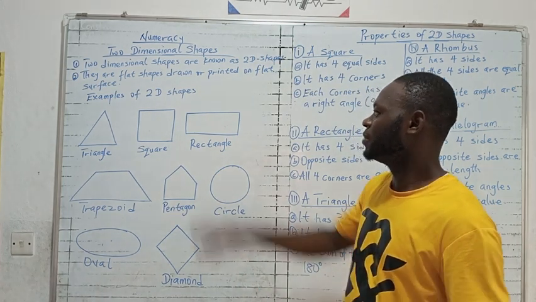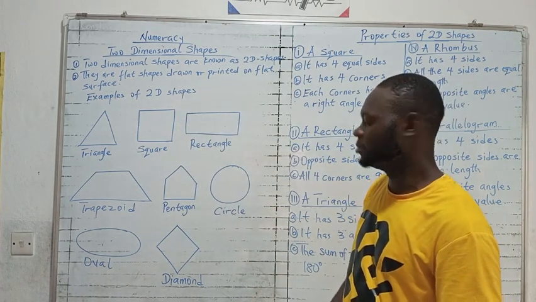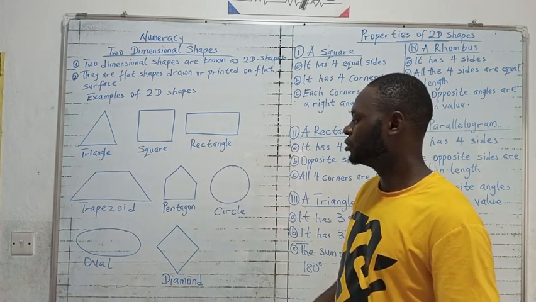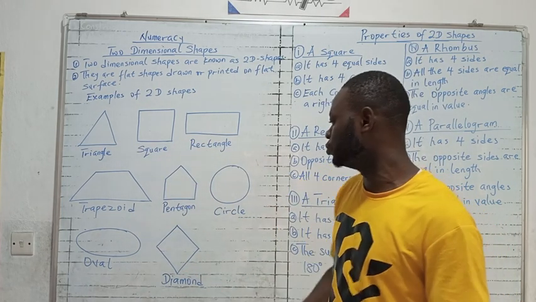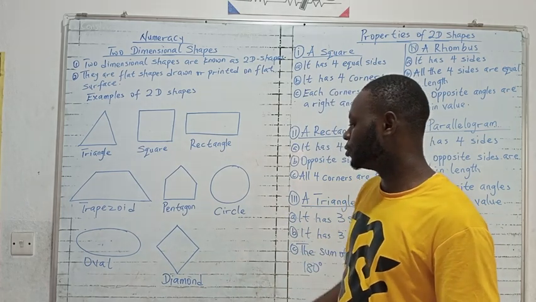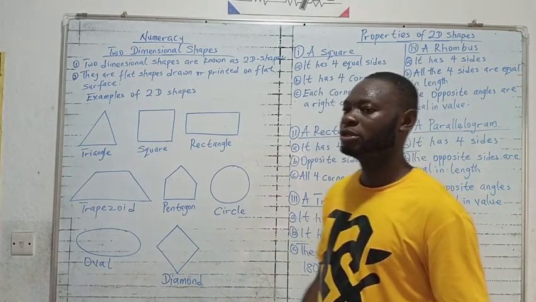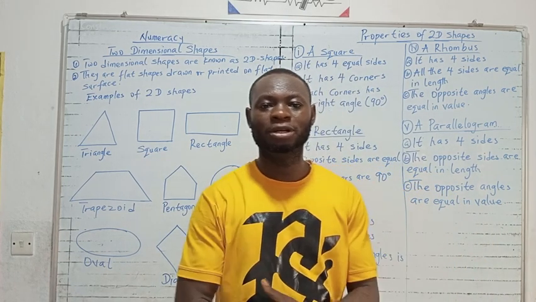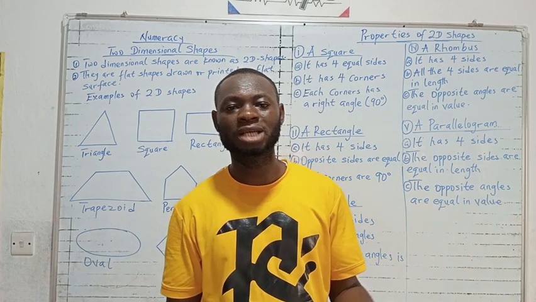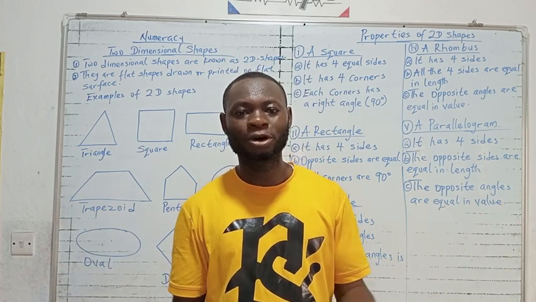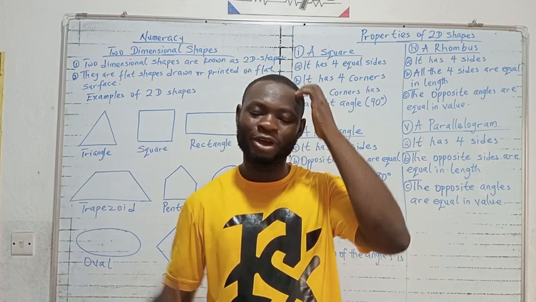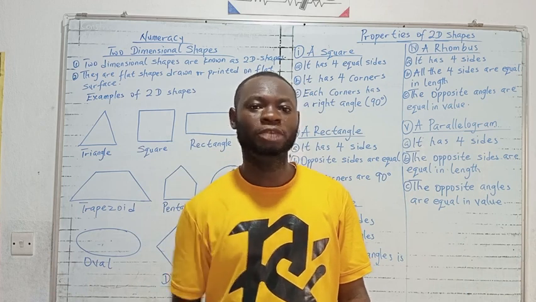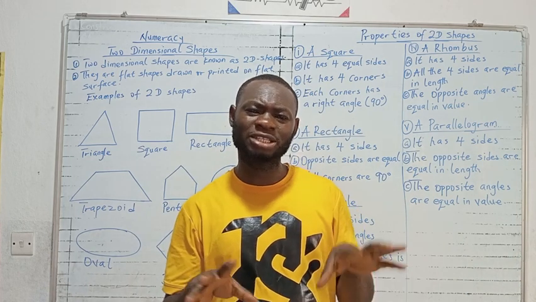Now, some examples of two-dimensional shapes: we have the triangle, the square, rectangle, trapezoid or trapezium, pentagon, circles, oval, diamond, kite, parallelogram, rhombus, hexagon, heptagon, nonagon, decagon, and so on and so forth. All these things I'm mentioning are two-dimensional shapes.